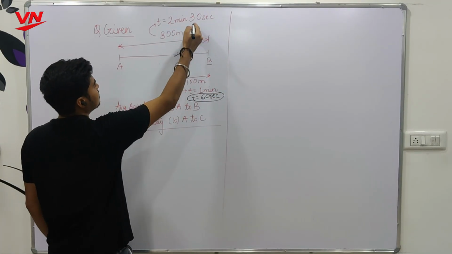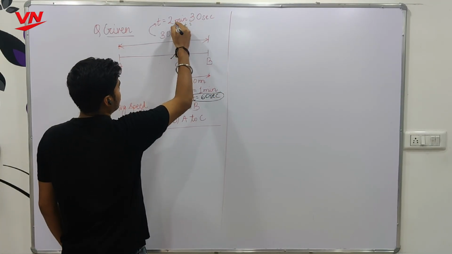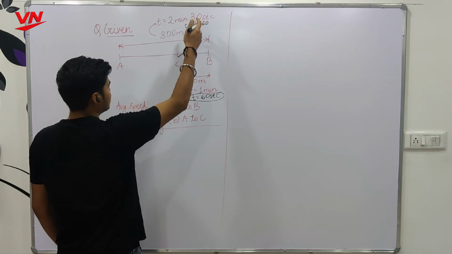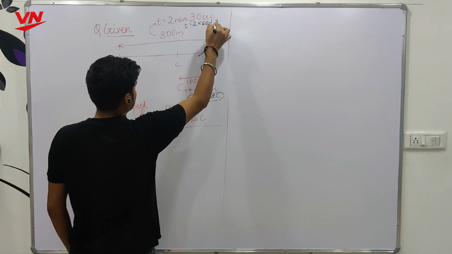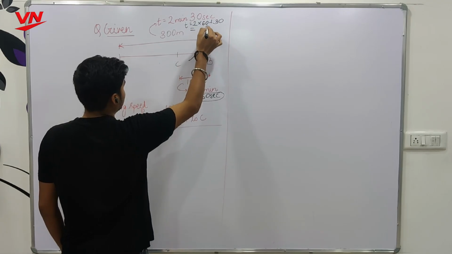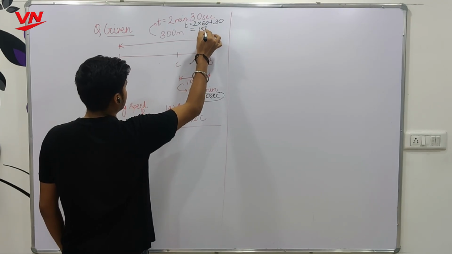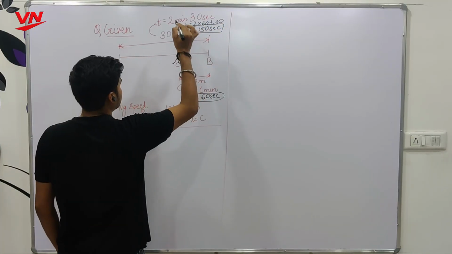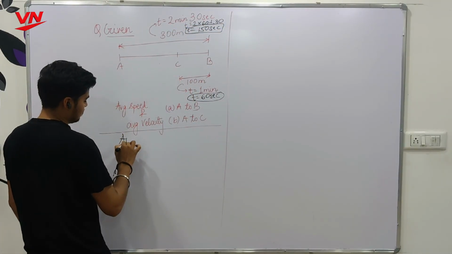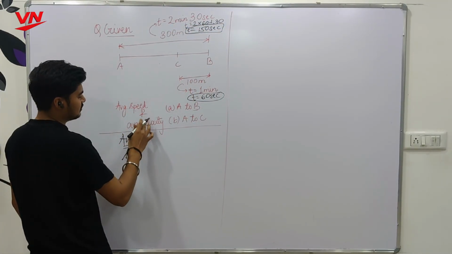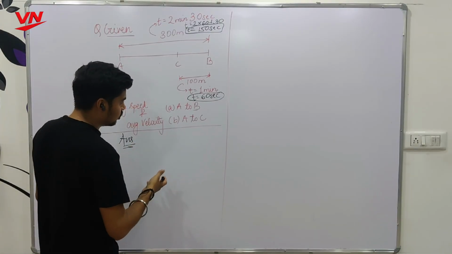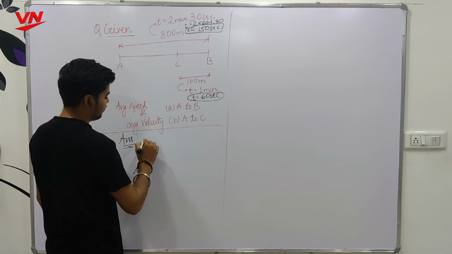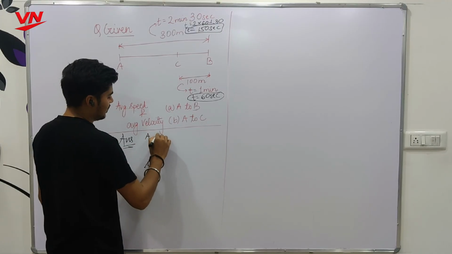And here 2 minutes 30 seconds will be 2 into 60, as in 1 minute there are 60 seconds, plus 30 seconds. 120 plus 30, total 150 seconds. We need to calculate the average speed and average velocity both when the object travels from A to B and then B to C. So let's start from A to B.